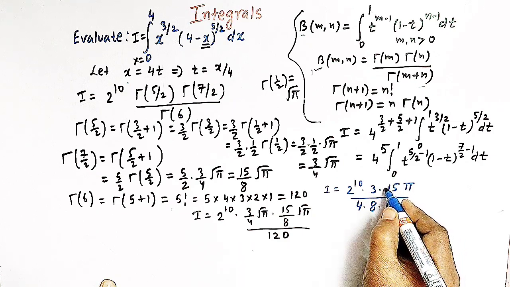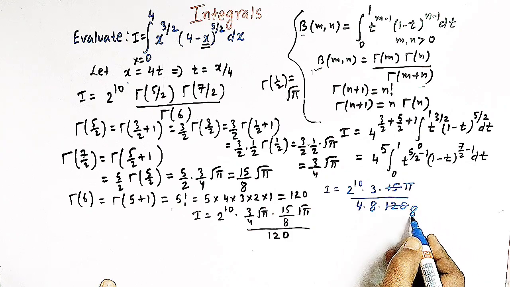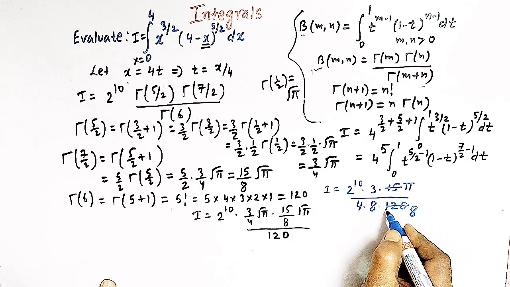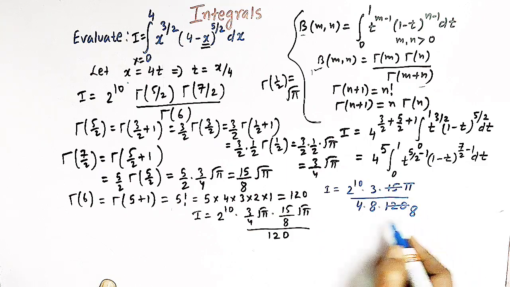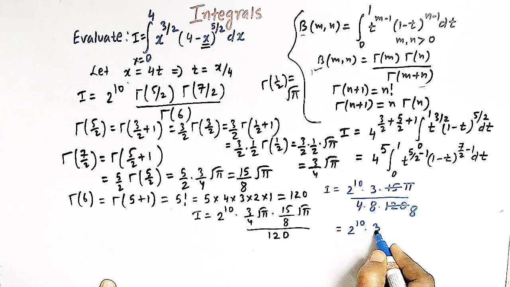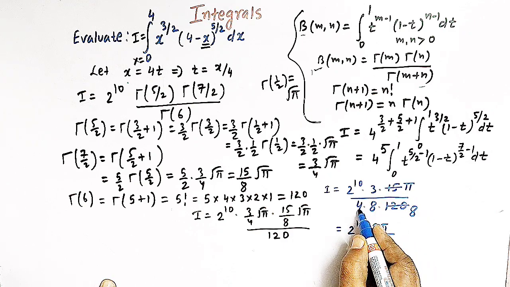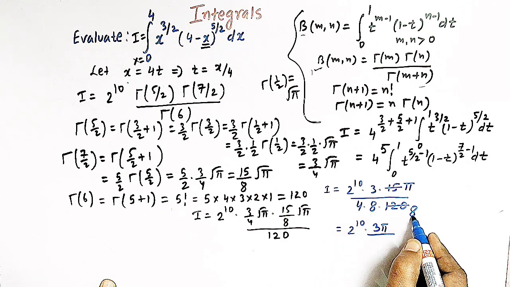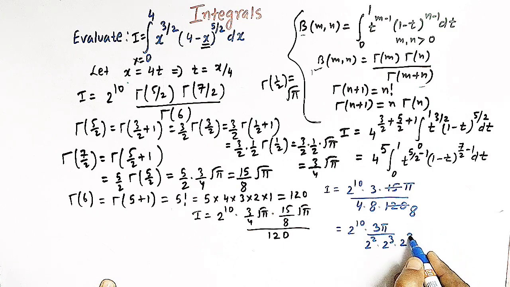So now this is 15 times 8 is 120. So we can cancel 120 with 15. So we have here 8. So now we have 2 raised to 10 times 3 pi, right? 3 times pi. And here we have 4 times 8 times 8. So 4 can be written as 2 square, then 8 is 2 cube, then 8 is again 2 cube.